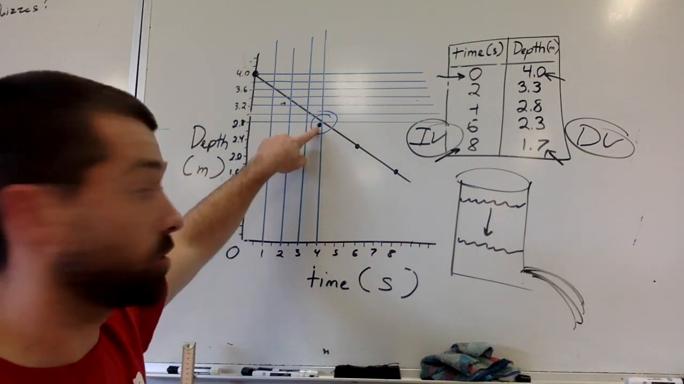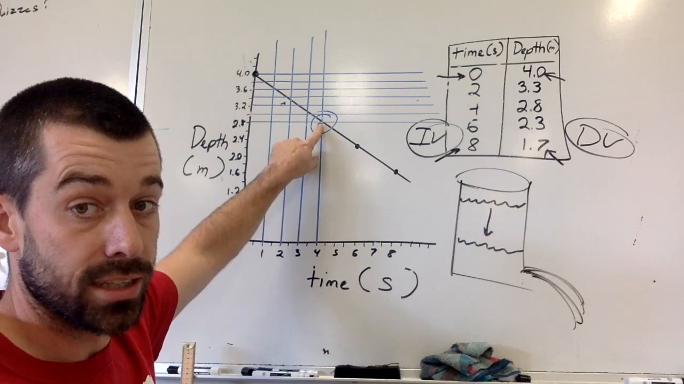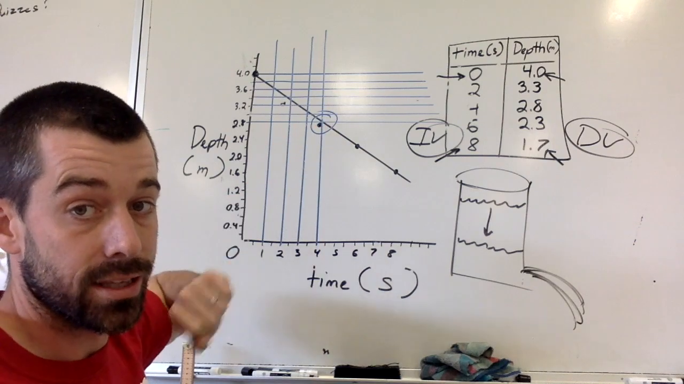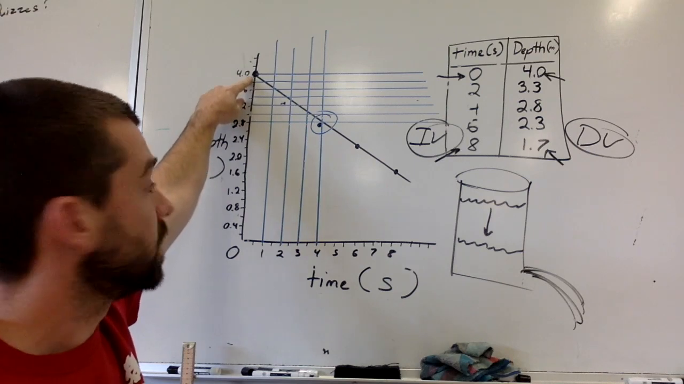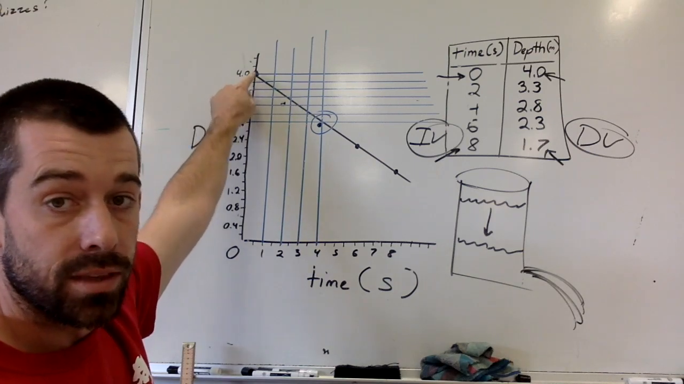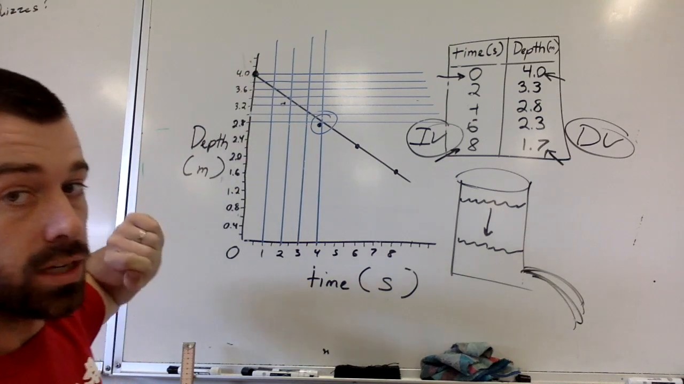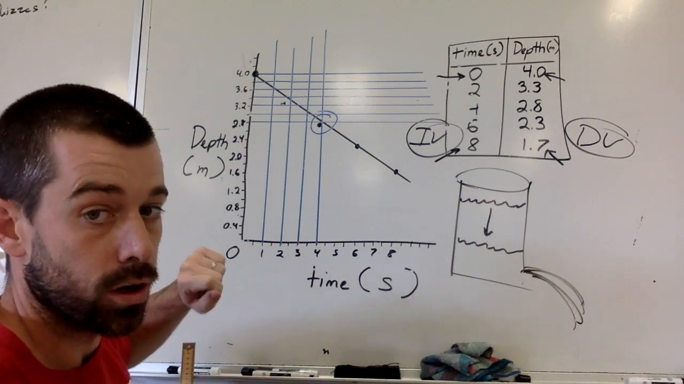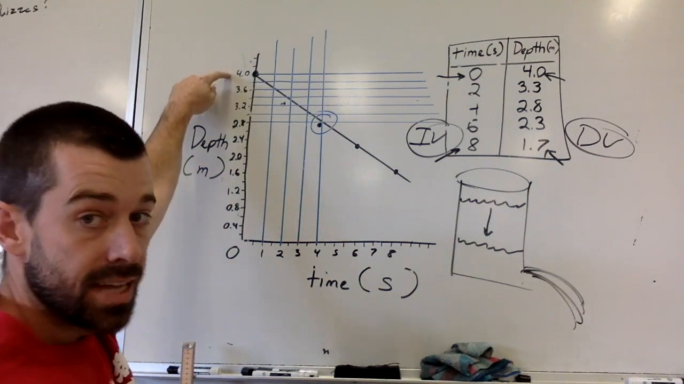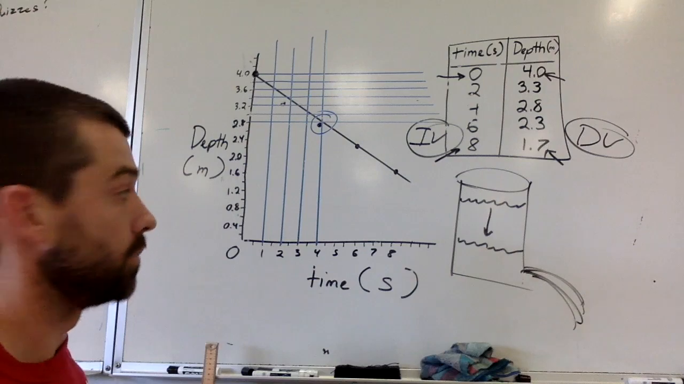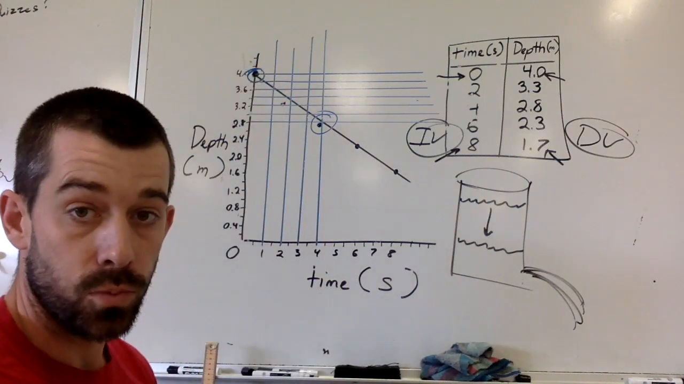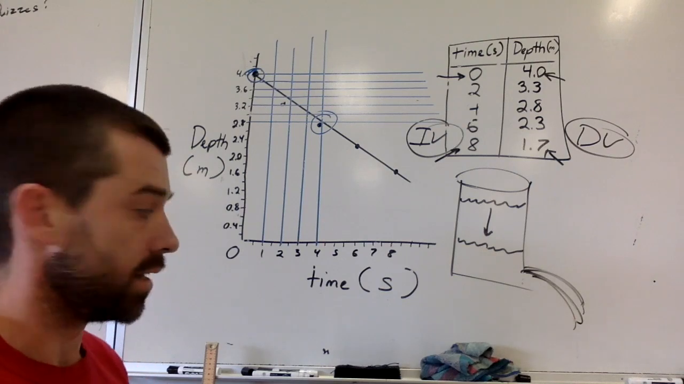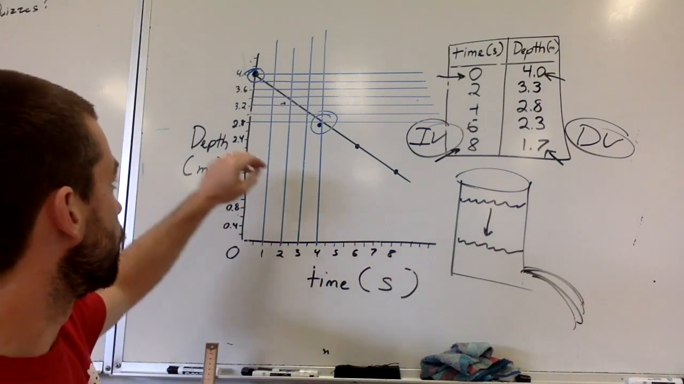Notice, I'm not circling this black data point. I'm circling that intersection right there. Another place that I see looks pretty good is right here. The line seems to intersect with that 4 depth and 0 time. Now that I have those 2 points, I can go ahead and think about rise over run.